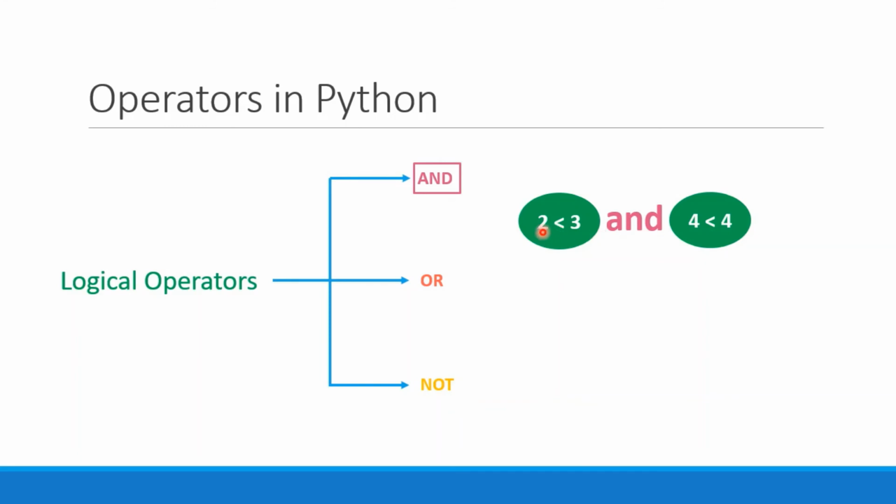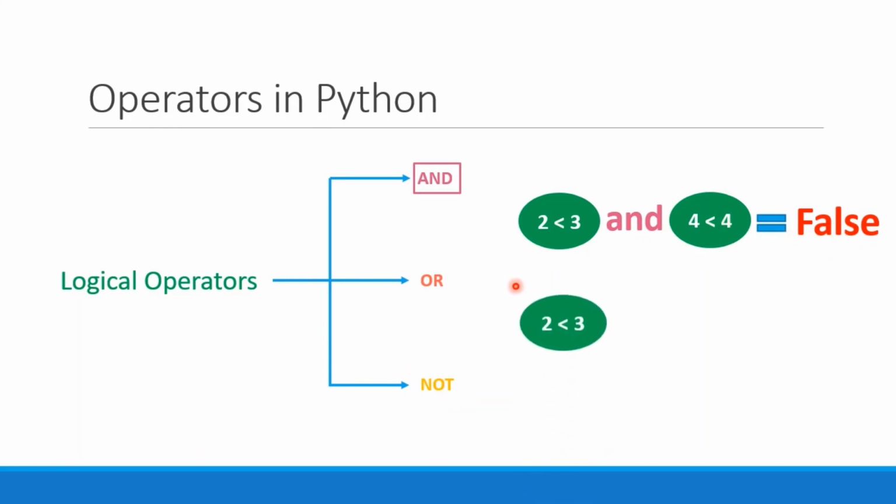Now here you can see that 2 is less than 3, so this condition is true, but here 4 is not less than 4. 4 is equal to 4, but 4 is not less than 4. So AND will give you the answer as false. Why false? Because one condition is true, but the other condition is not true. So when it does the AND of these two conditions, it will give you false.